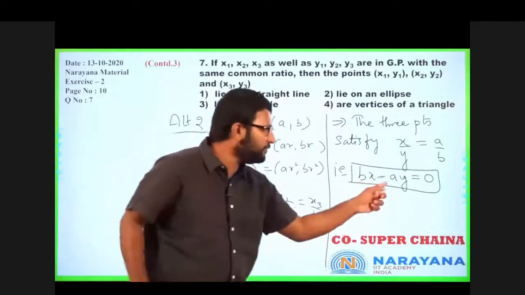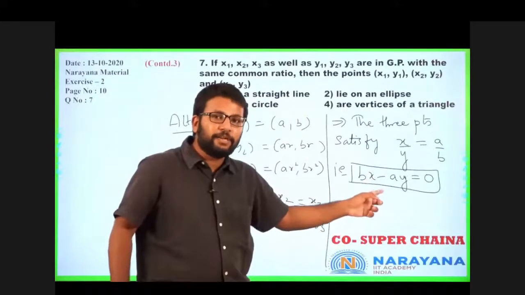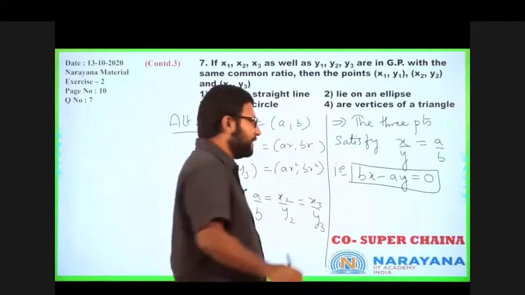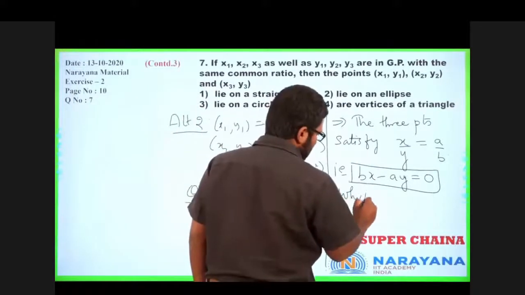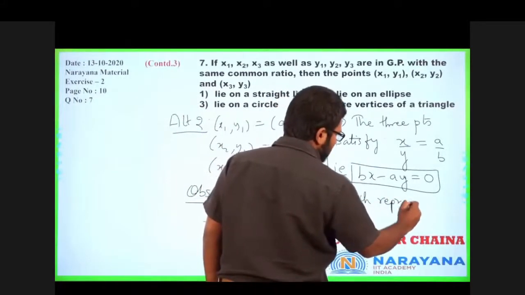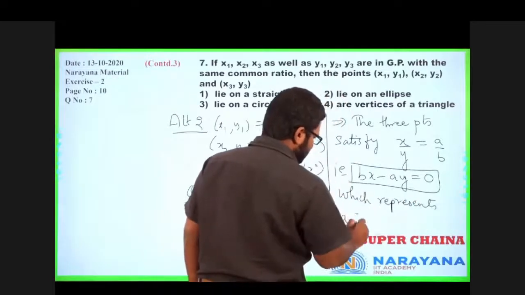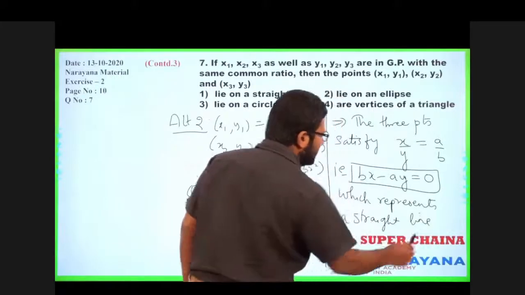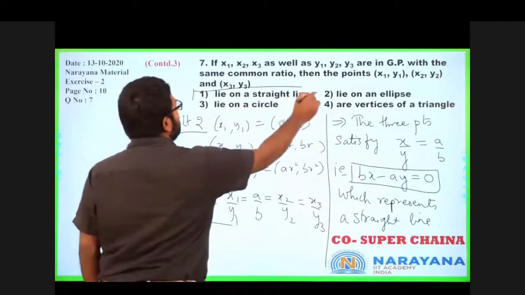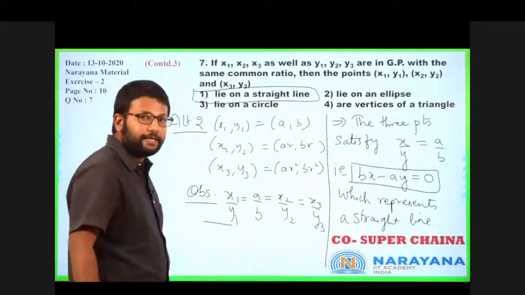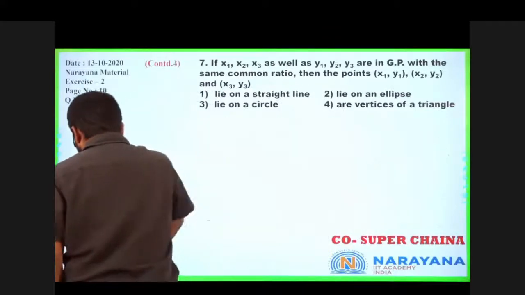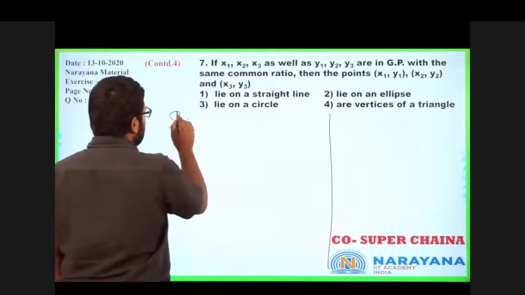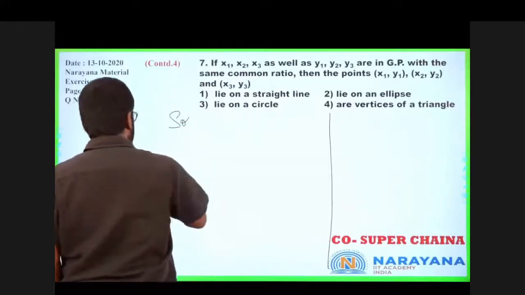But what is that equation of? It is a linear equation in 2 variables, which means geometrically it represents a straight line. That is enough for you, because this means the 3 points lie on a straight line. Correct? Yes. Now since we are looking at different ways of solving the same problem, there is one more way.